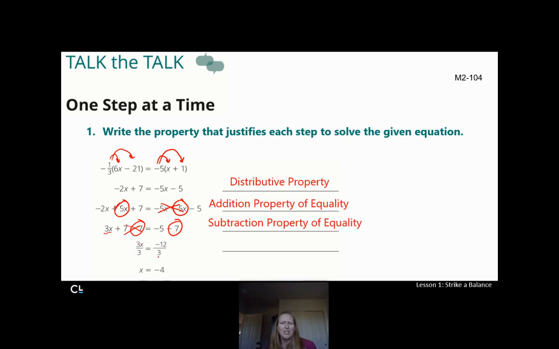Oh, and how'd they finish this off? They finished it off by dividing. Yes, they did. Division property of equality. So they divided both sides by 3. Those 3's canceled out, and negative 12 divided by 3 is a negative 4. Hooray! So we didn't actually have to solve it. We just needed to write down the steps of what they did. They used distributive property. They used addition property of equality. They used subtraction property of equality. They used division property of equality. Always good things.